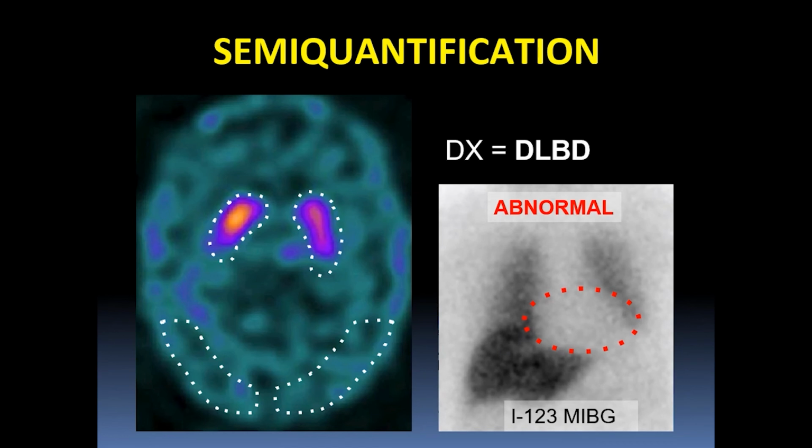So if your institution does not have quantification, all is not lost. If you have something like this challenging case, remember you can use I-123 MIBG to look at the heart and its innervation. Certainly if it's abnormal, like it is in this patient, you can feel comfortable that you're dealing with Lewy body dementia in the appropriate clinical setting, presenting with balance loss on their DATSCAN.